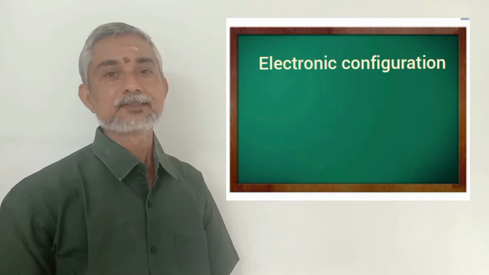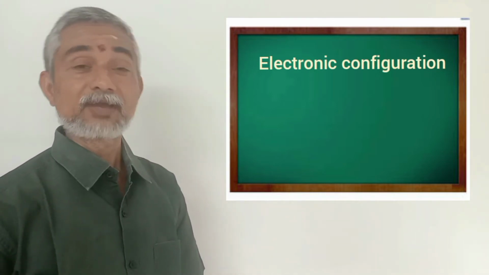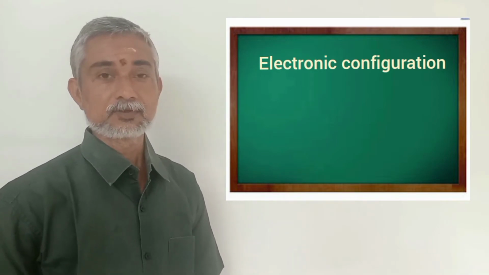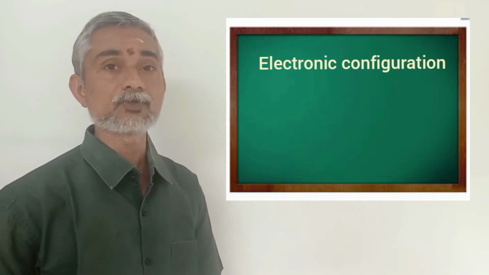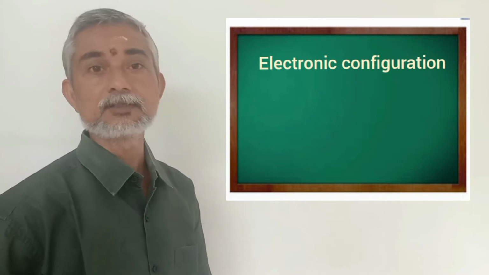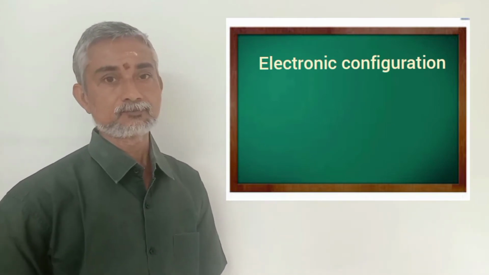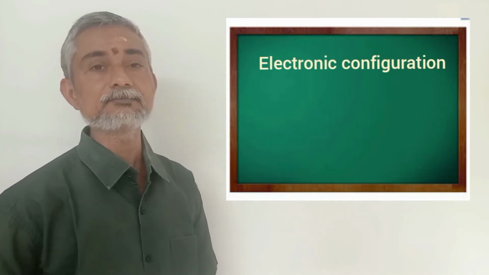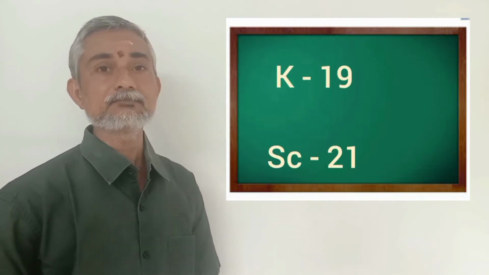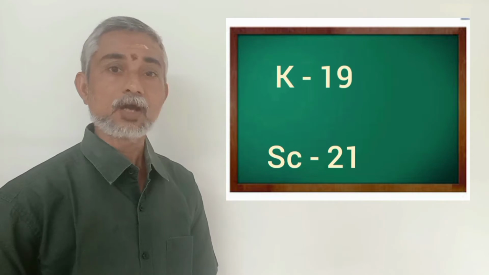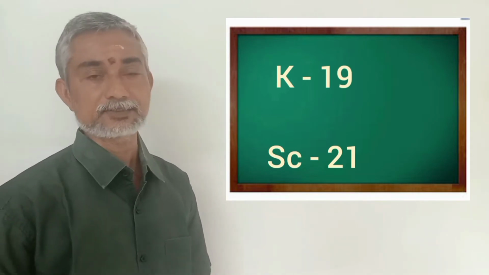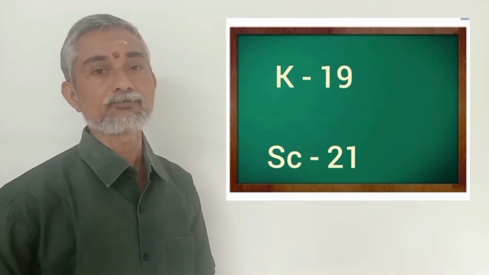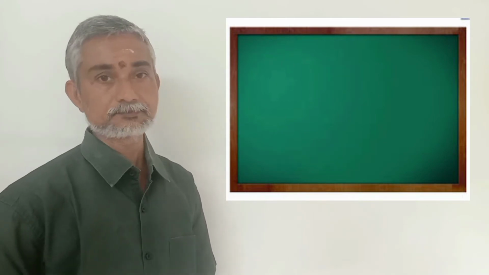Dear students, in the previous class, we have seen how to write the electronic configuration. We have written an example of sodium, atomic number 11. Some more examples we can write, for example, potassium, scandium, atomic number 21. All these things we can just write. See how to write the electronic configuration of potassium.